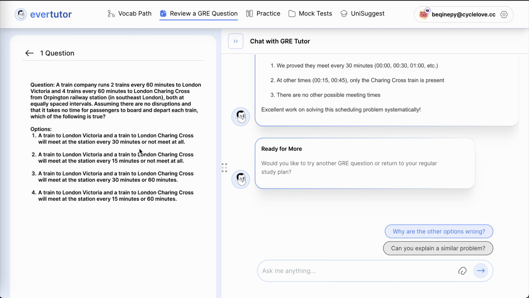So here we go. This is how we quickly try to solve this entire question using the tutor.